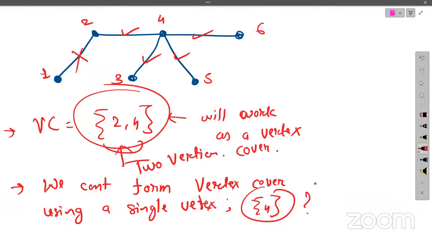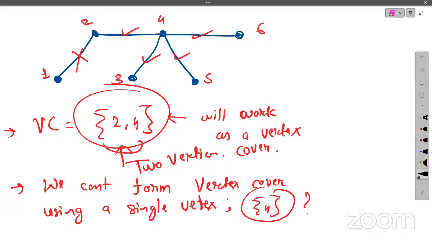Ma'am, what is the minimum number in the previous coloring example, where the center one is connected to all of the nodes? Can we say the center one alone is a vertex cover? No, a single one is not enough, because there are edges over the boundary too, so we have to cover the boundary edges too. If we remove one from that graph, then 4 alone can work as a vertex cover.